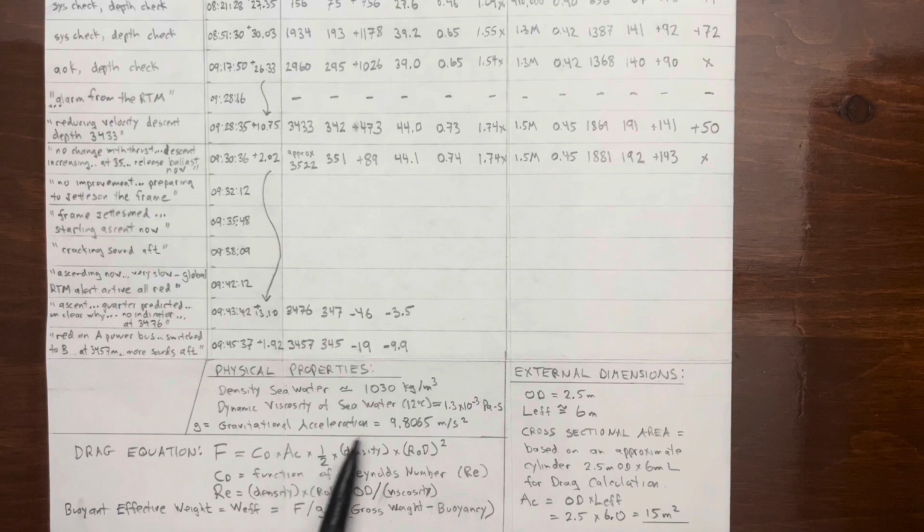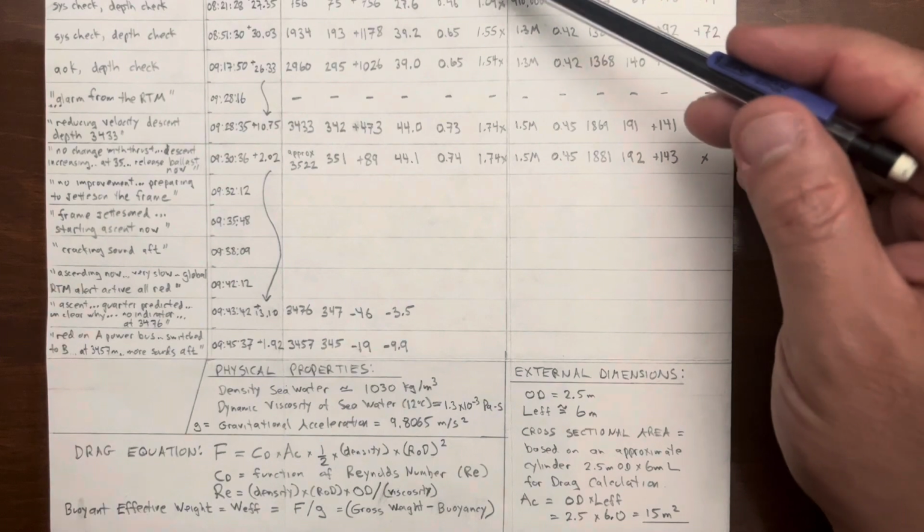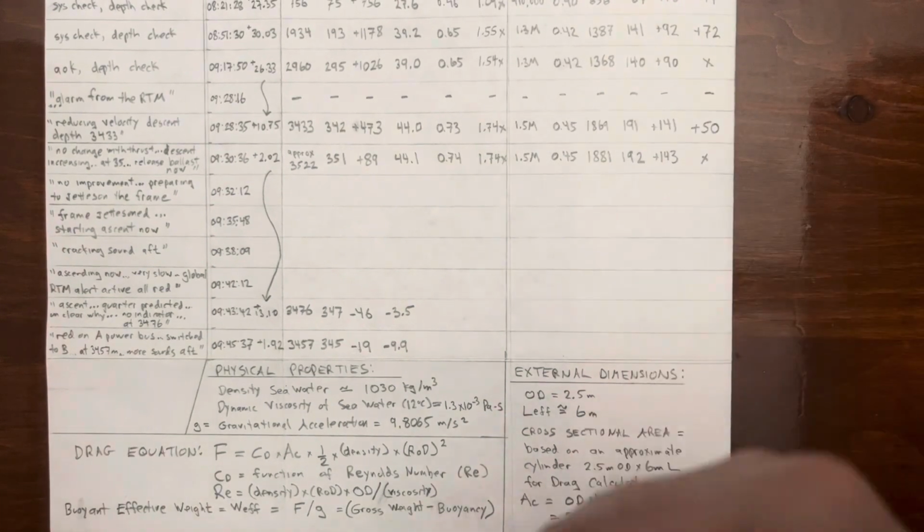And then we've got, of course, gravitational acceleration, which we need to back out a weight from the force. That's 9.8065 meters per second squared. So in order to get the drag, you need to have the drag coefficient. The drag coefficient is a function of Reynolds number, which is basically a function of geometry and velocity. So I've included velocity here as rate of descent in meters per second. That's why it's there converted.